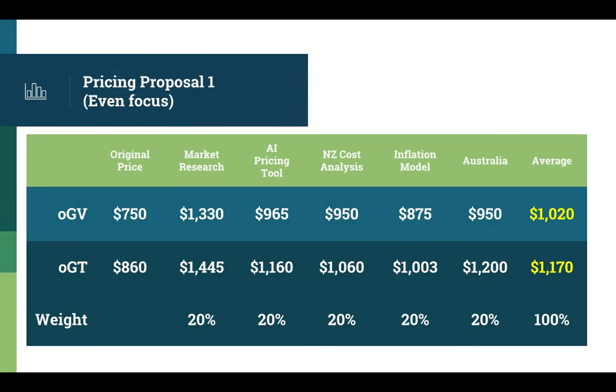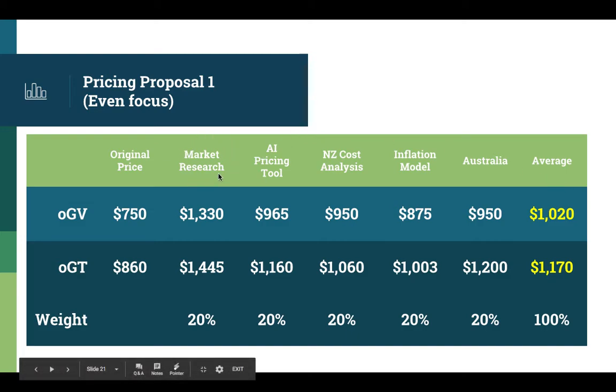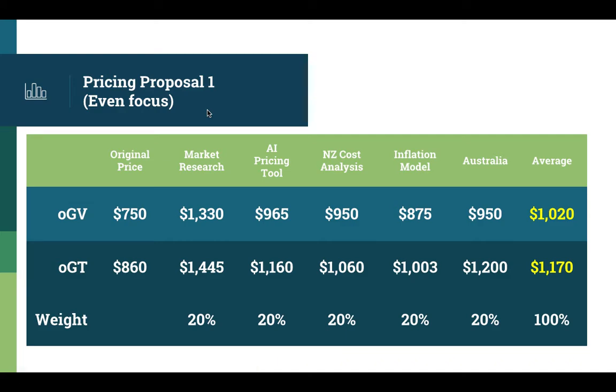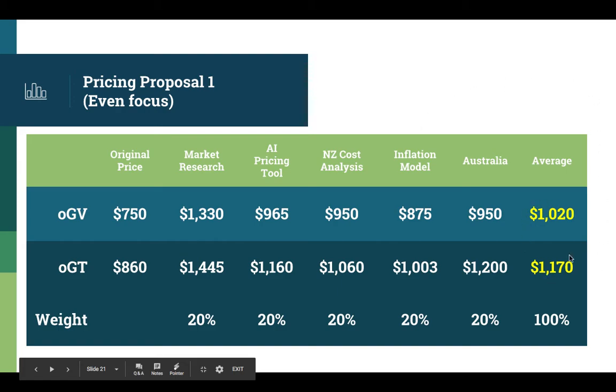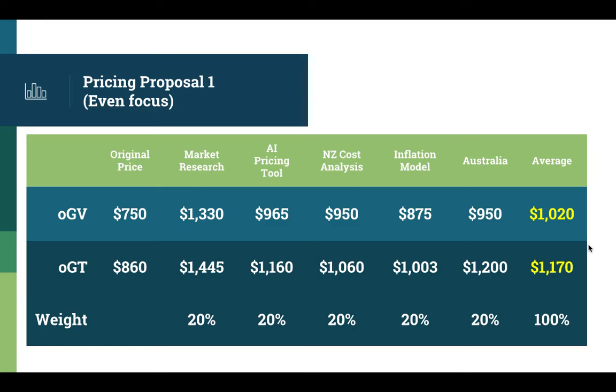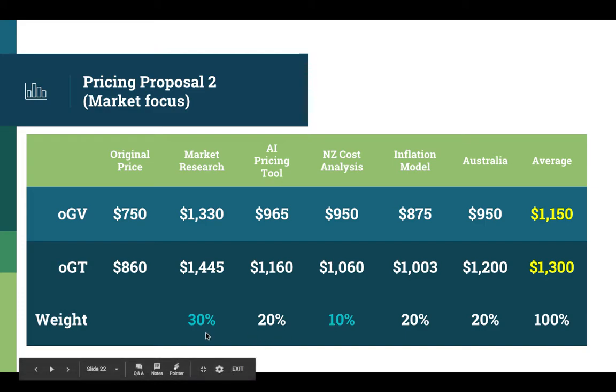As I said before, in order to split the risk instead of relying on just one model, we put the risk into 5 baskets. The first pricing proposal is an even focus. We give even weight to each model or factor. So this is the weighted average price for the even focus. The second pricing proposal is a market focus. As you can see, we put more weight on market. So this is the weighted average price by market focus.